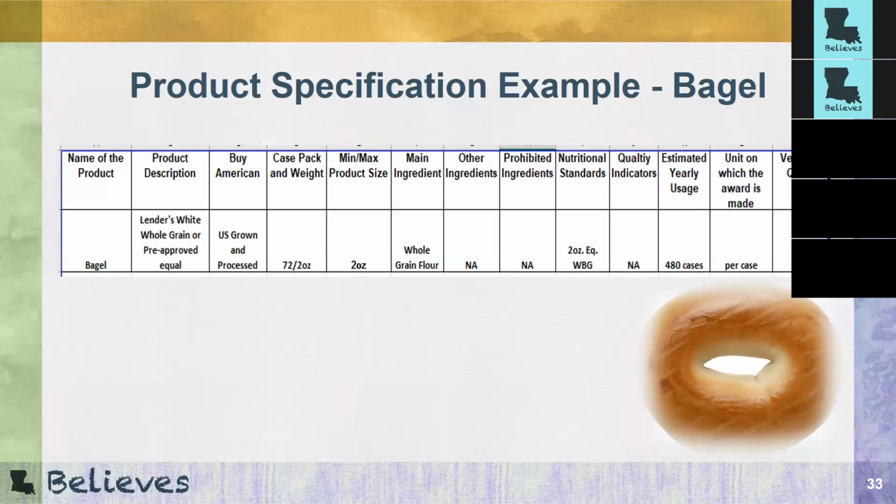I know that this product is bulk and it has 72 2-ounce bagels in a case. So I would state that under the case pack. Be sure to include the Buy American provision because grain is an agricultural product. The main ingredient in the product must be whole grain flour. And I'm estimating my usage to be 480 cases for the coming year. And I want each vendor to bid on the price per case.